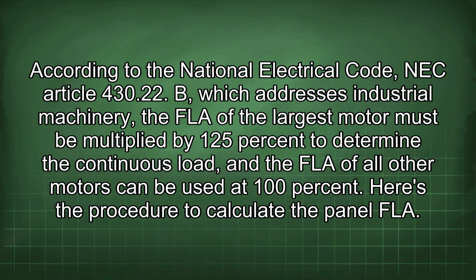According to the National Electrical Code, NEC Article 430.22, which addresses industrial machinery, the FLA of the largest motor must be multiplied by 125% to determine the continuous load, and the FLA of all other motors can be used at 100%. Here's the procedure to calculate the panel FLA.